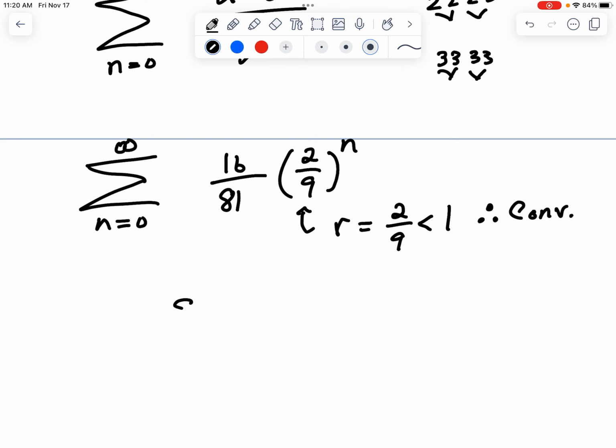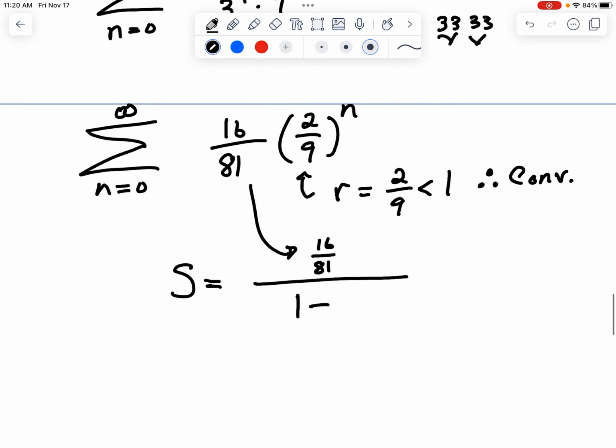Not only does it converge, but the answer is going to be, so put the a on top, 16 over 81, and then on the bottom, 1 minus r, which is 2/9. So that is going to be 16 over 81, and then on the bottom there is 9/9 minus 2/9, which is 7/9. So on the bottom is 7/9, but if you invert that, it becomes 9/7.